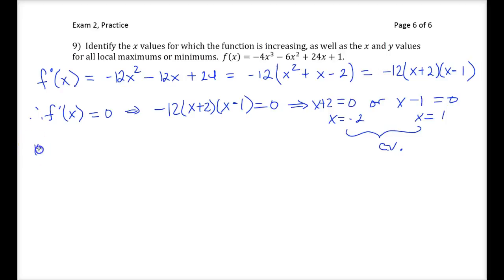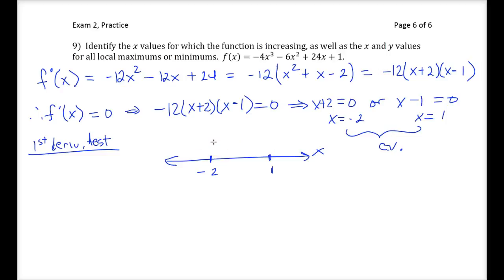Now using the first derivative test, and let me make sure that looks right. Using the first derivative test, what I'm going to basically do is use test intervals to perform that. And I know that these are going to be my critical values, -2 and 1. And so I'm just going to choose some test values in between here.